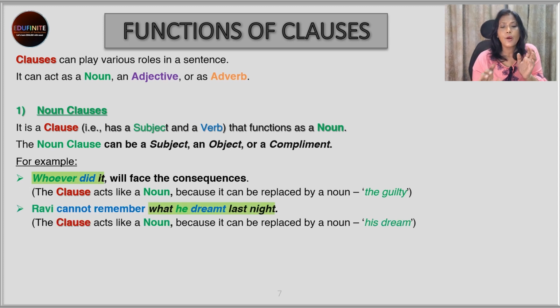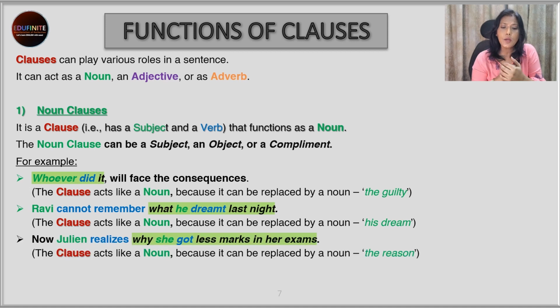Well, the next one. Ravi cannot remember what he dreamt last night. Now, over here, what he dreamt last night is the noun clause. Why? Because it can be replaced by the noun phrase, his dream. So, Ravi cannot remember his dream. That's absolutely fine. So this clause, what he dreamt last night, acts as a noun. So that's a noun clause.